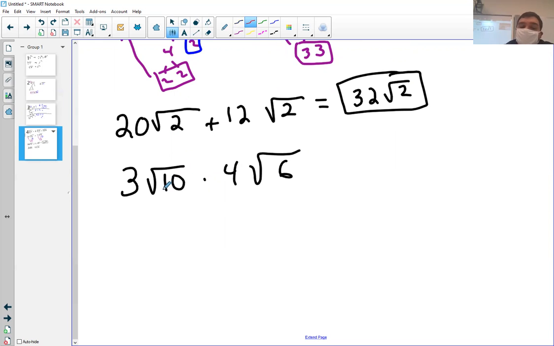So for this one, the fronts are going to multiply to each other. So that's 12. It has to be the same roots. But I'm not going to trick you. It'll be the same root, but it has to be the same type of root. And then you're going to multiply the insides. 6 times 10, 60. They're still both square roots. These are the roots.